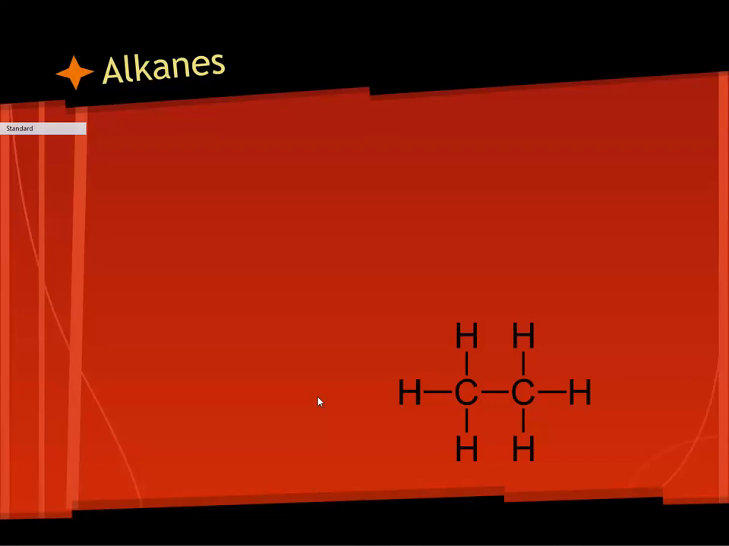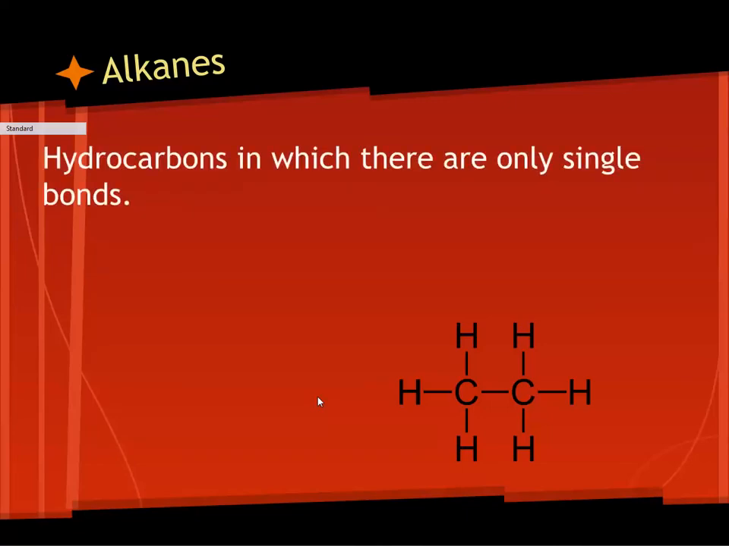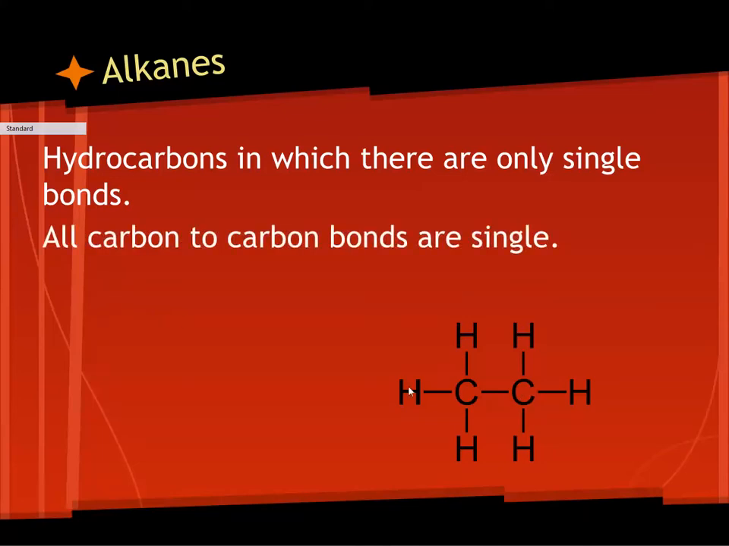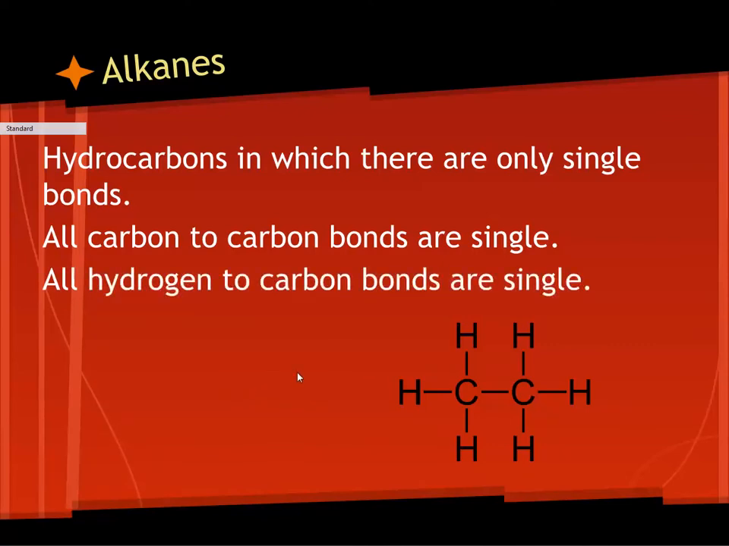Now, within the group of hydrocarbons, the simplest form of hydrocarbon is what we call the alkanes. The alkanes are hydrocarbons in which there's only single bonds. So if you look at this picture here, you'll see that there's single bonds between the carbons and single bonds between the hydrogens. If I had a longer chain with more carbons, it would just be single bonded carbons attached to each other. Okay, that would be an alkane.